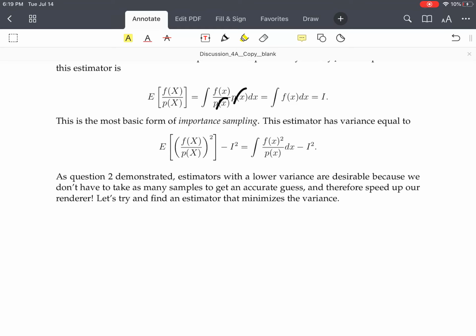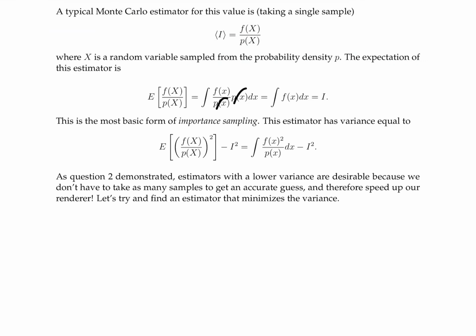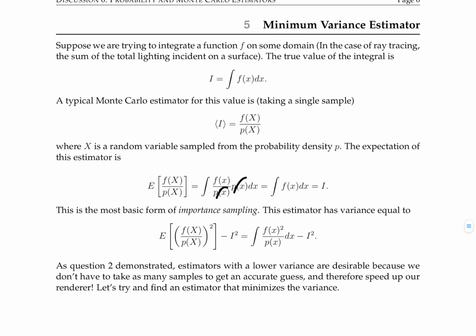And if we then calculate the variance, which is the expected value of f of x over p of x, squared, minus the expected value squared, we get this equation right here. And if you solve it out, it's the integral of f of x squared over p of x, minus I squared, where I is the actual integral we're trying to calculate, okay? As we saw in question 2, estimators with lower variance are desirable because it means we get a better estimate after taking fewer samples. So it's more efficient, faster, just better in every way, right? So let's try to find an estimator that minimizes this variance, okay?